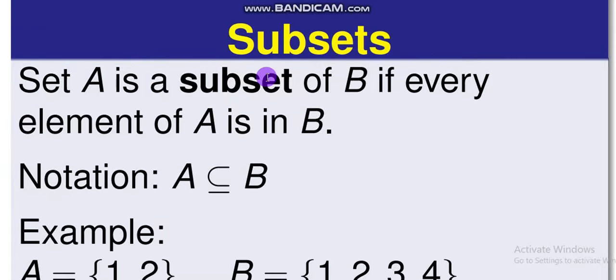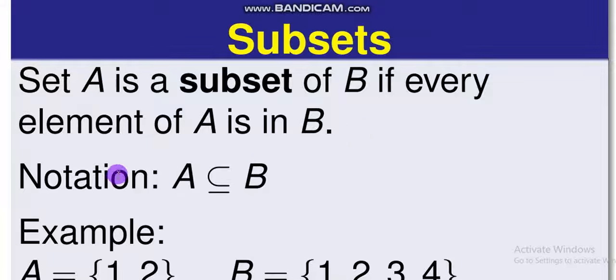Then we have subset. What do we mean by subset? Set A is a subset of B if every element of A is in B. Meaning, if I have a set A such that every element of this set A is obtained from set B, then set A is a subset of B, like a mini set. You extracted set A from set B.